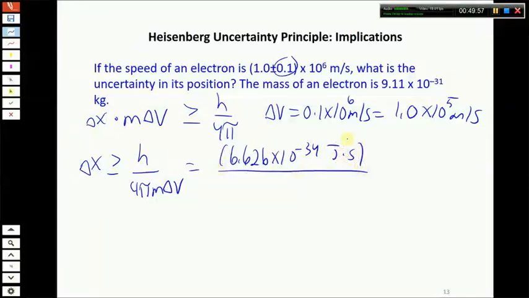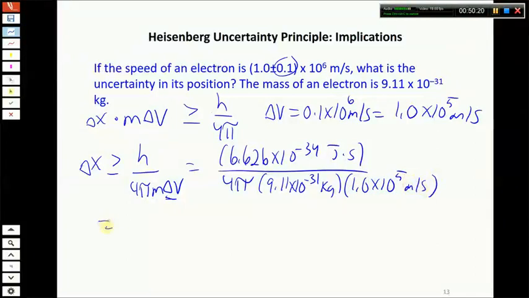Alright, so we put all these in. Pi is the same pi that you've used in geometry class your whole life, or trigonometry. And then we have the mass of the electron, which is 9.11 times 10 to the minus 31 kilograms. And the uncertainty delta v, as we said, is 1 times 10 to the 5th meters per second. And the number that comes out of this is 5.8 times 10 to the minus 10, which is 0.58 nanometers.